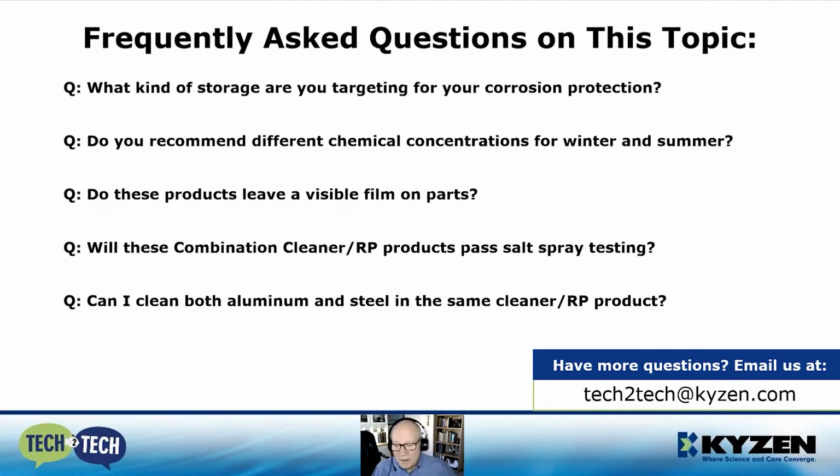Final question: can I clean both aluminum and steel in the same cleaner RP product? The answer is yes, and a lot of companies want to do this today. I didn't say much about the aluminum product, but we do have a very nice combination cleaner RP product for doing both steel and aluminum. And our West Coast regional manager, Scott Kane, will be giving a tech-to-tech presentation on this subject in the near future. Please tune into that one.